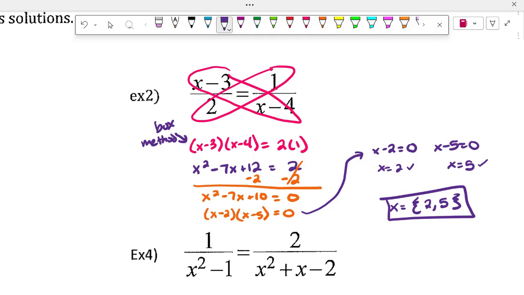So again, sometimes you end up with an extraneous solution if you have more than one solution, or even just one solution. Sometimes you don't.